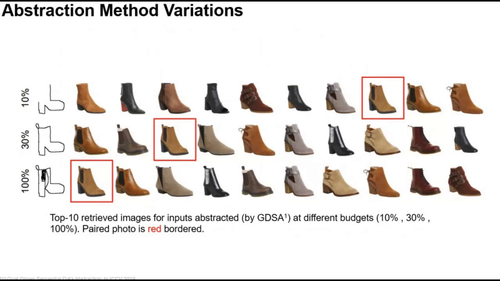To showcase the abstraction agnostic behavior of the proposed method, we abstracted the input sketches using the GDSA method at different abstraction budgets. This figure shows how the proposed method reasonably retrieves a ground truth paired photo, even in the case of extreme abstraction of 10%.